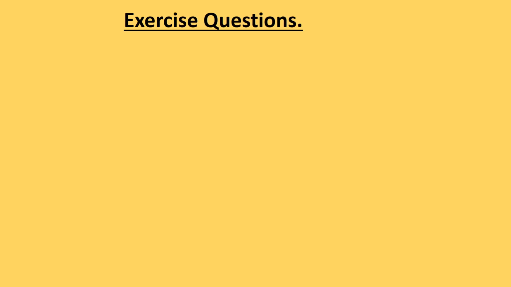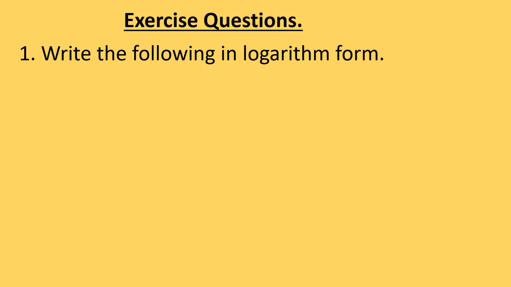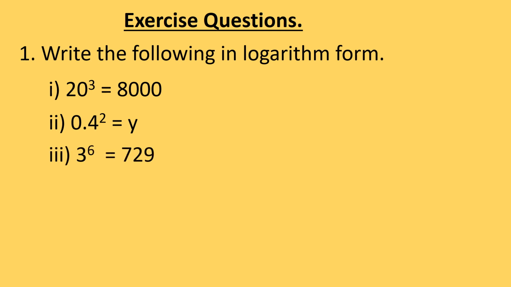Try out the following exercise questions. 1. Write the following in logarithm form. Roman 1. 20 power 3 equals to 8,000. Roman 2. 0.4 squared equals to y. Roman 3. 3 power 6 equals to 729.